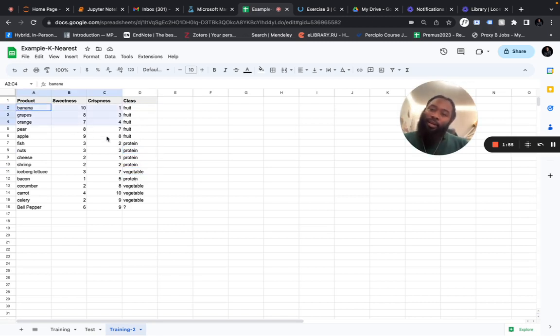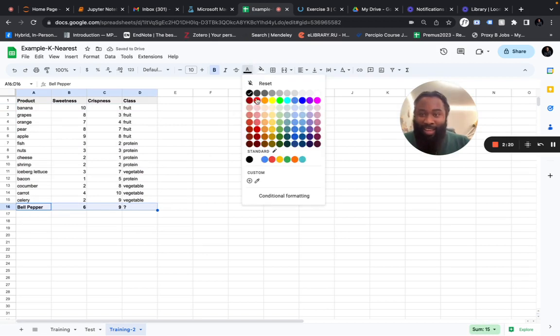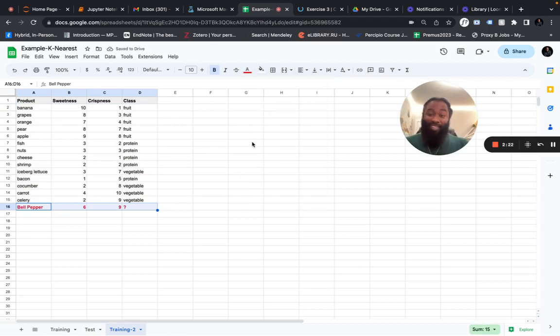Now, this is basically a supervised, trained dataset model, right? Supervised means that we've already labeled the classes in order to teach the algorithm what is what based on the features. So now we have this new feature out here, bell pepper. Is it a protein? Is it a vegetable? Is it a fruit? I mean, for humans, it's easy to look at it and say, "Oh, yeah, this is a vegetable." But for computers, you got to teach them.